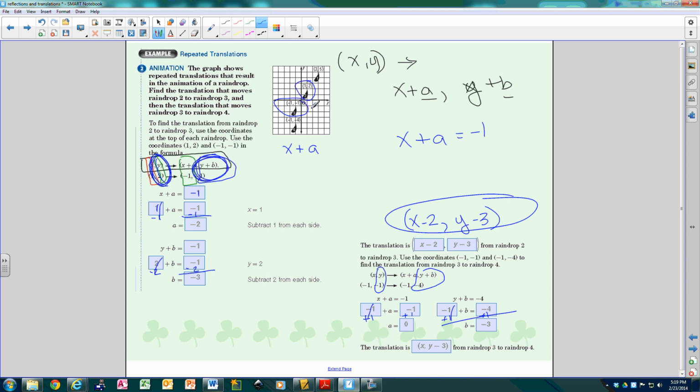So that means to go from raindrop 3 to raindrop 4, I'm not going to do anything to the x value. Notice the x value did not change. But notice how I subtracted 3. -1 minus 3 gave us -4. Okay?